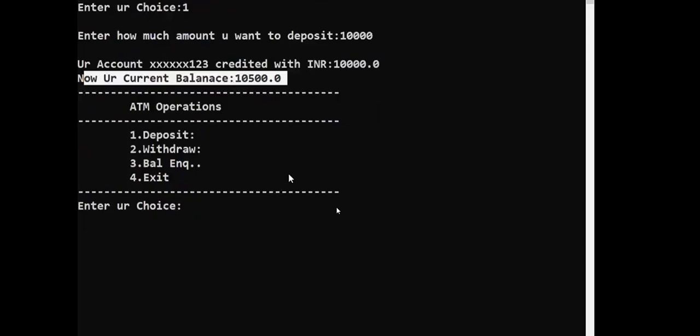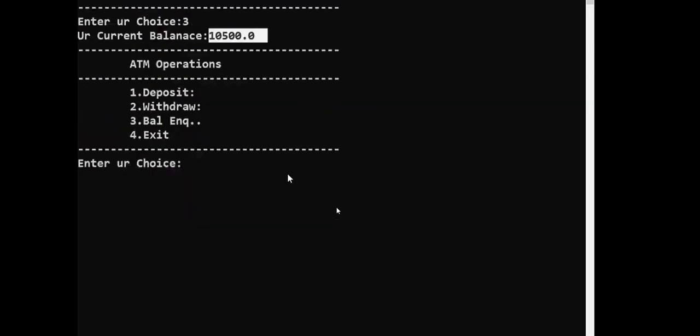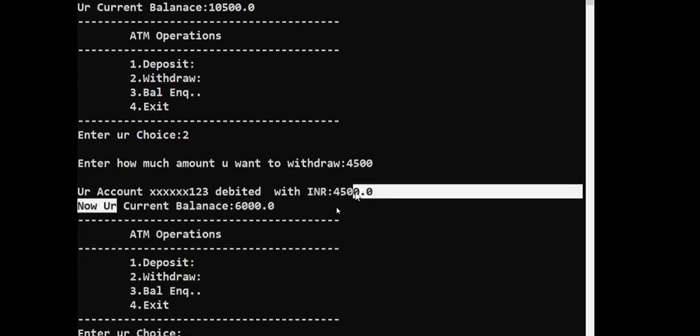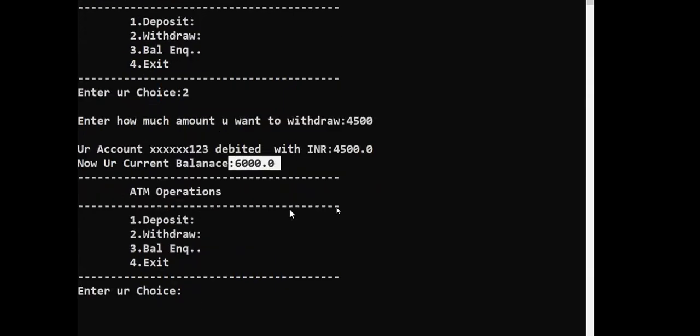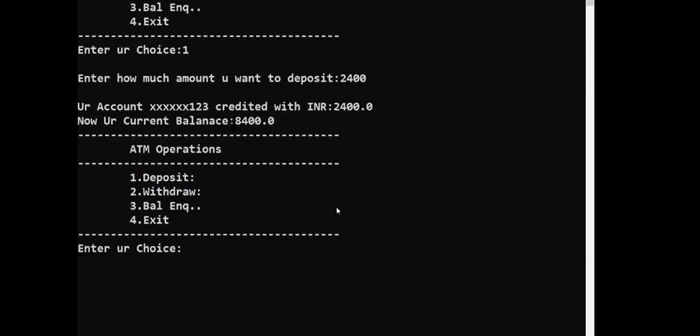Current balance is what? 10,500. Next, go for once again what? Check the balance. Enter your choice. My balance is what? 10,500. Go to what next? 2. How much amount do you want to withdraw? 4,500. See that your account is debited with 4,500 and your amount is 6,000. Go for deposit once again, something like 2,400. 8,400 is your account now.